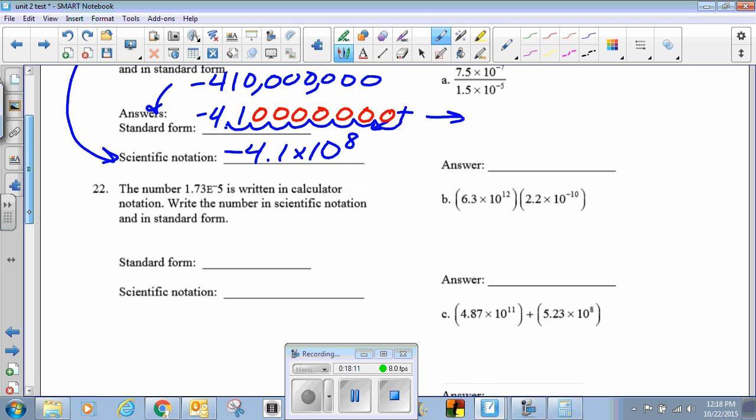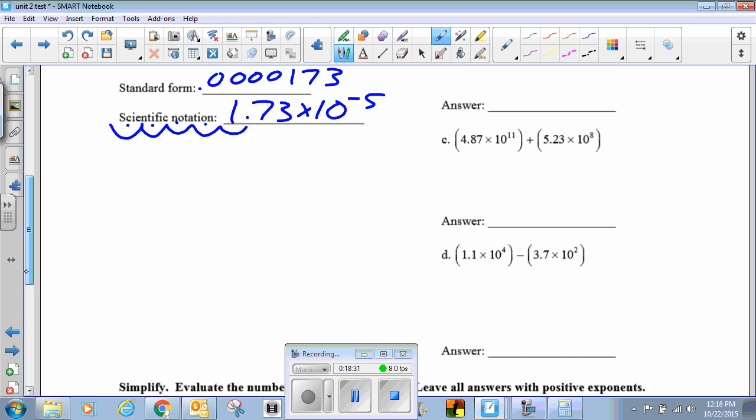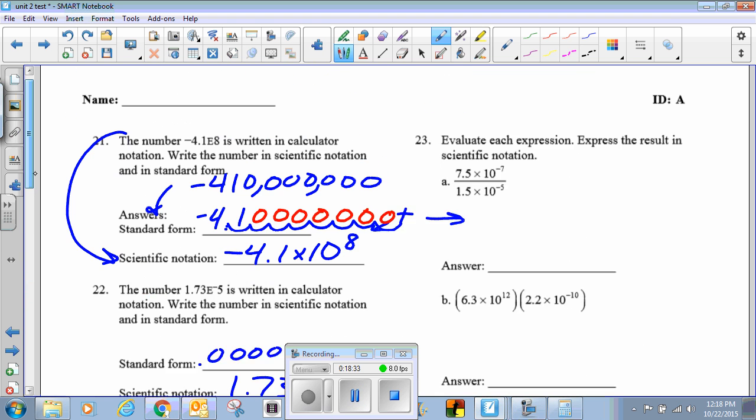Page 22, again, I do scientific first. That's the easy one. And then the negative fifth just tells me to move it 1, 2, 3, 4, 5 to the left. Put in zeros. So I'm going to get 1, 2, 3, 4 zeros, and then 1, 7, 3. Got it? All right.